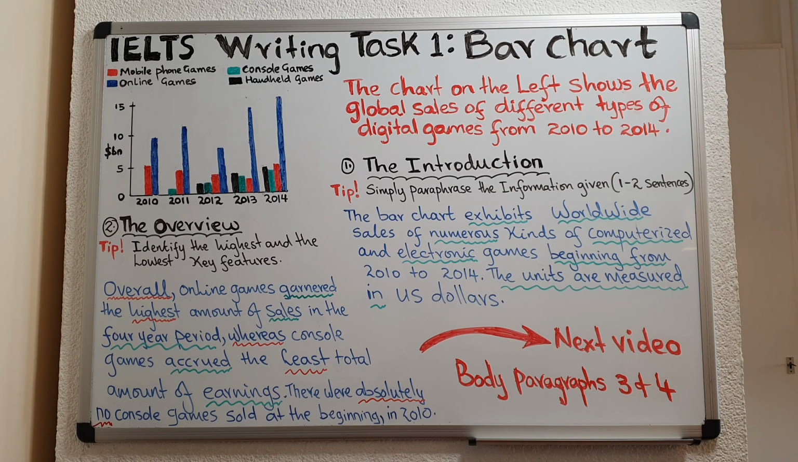in the 5-year period, depending on the diagram that you receive for your IELTS Writing Task 1. And really, don't complicate your life. In the overview, just identify the highest and the lowest key feature. You will write about the rest of the details in body paragraph 3 and body paragraph 4. So that's how you write the introduction and the overview of this particular bar chart. In the next video, I will teach you how to write body paragraphs 3 and 4.